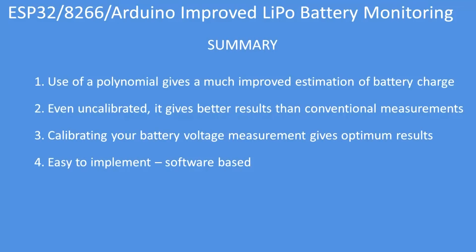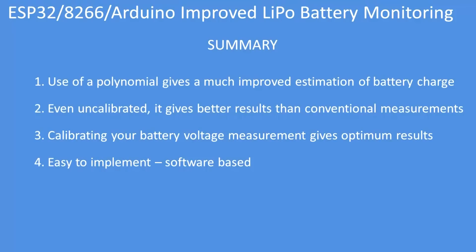So in summary then, implementing an improved battery estimation using some mathematics called a polynomial equation, which is the best fit to the LiPo battery discharge voltage against capacity curve, gives you an overall improvement in battery capacity estimations. Even uncalibrated, it gives you much better results than the conventional way of measuring battery capacity. Just simply measuring voltage and converting that to percentage isn't terribly accurate.